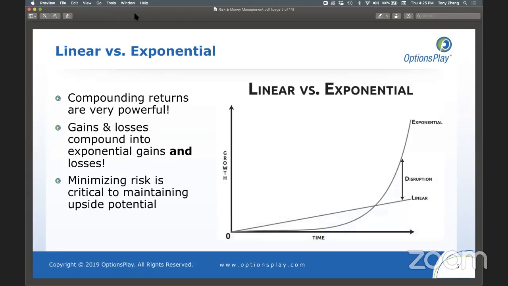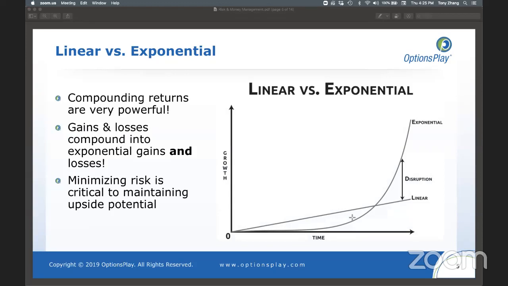In order to really understand why, we want to look at the difference between a linear versus exponential function, because the returns in your account do not follow a linear function. They follow an exponential function. Any of you that have ever learned about compounding returns understand how powerful they are, and it works both ways. It's really powerful if gains are compounding in your favor, but on the same token, if losses start compounding, they also compound very, very quickly. So it's important to understand the power of exponential functions and how it pertains to both gains and losses.